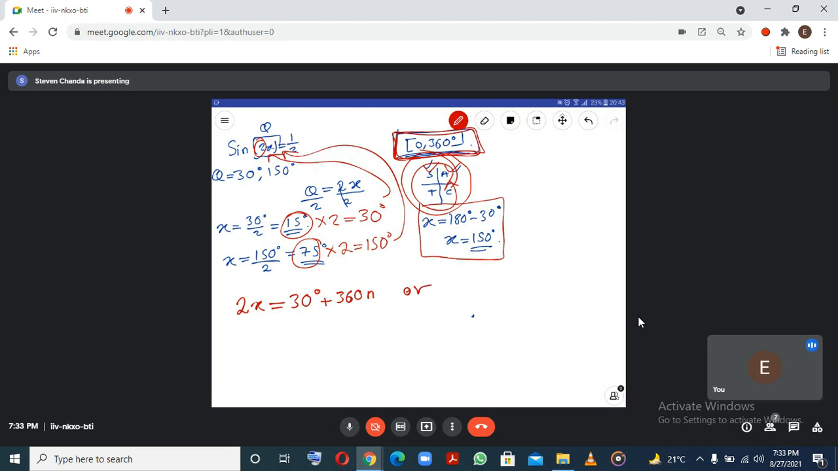Then for the second answer, we have 150 plus 360n. So that's that. Now, what do we do to get this? We know that we are multiplying the angles by half, so that here we can remain with x. Then here we remain with 15. Then here we remain with 180n.